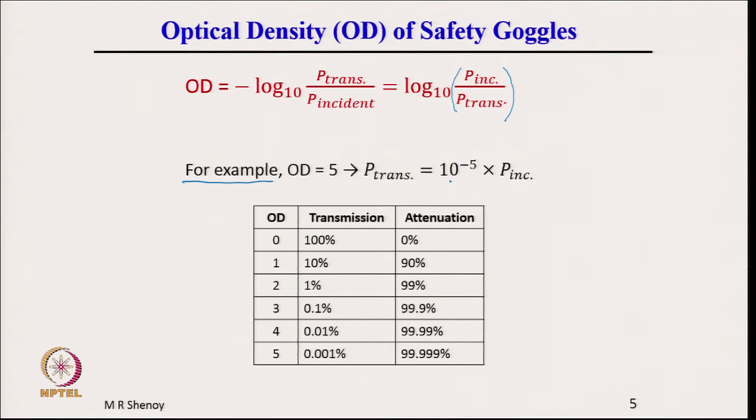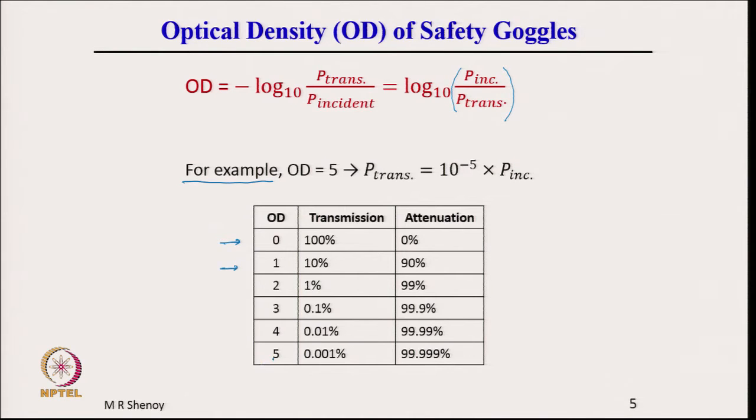So, for example, the table which I have shown here illustrates this. If OD is 0, which means there is no blockage, that is P transmitted is equal to P incident, which means it is 100% transmission, 0% attenuation. If OD is 1, that means the transmitted power is 10% and 90% of the incident beam is attenuated. 1% means, that is OD is 2, means 1% is the transmission, and so on.